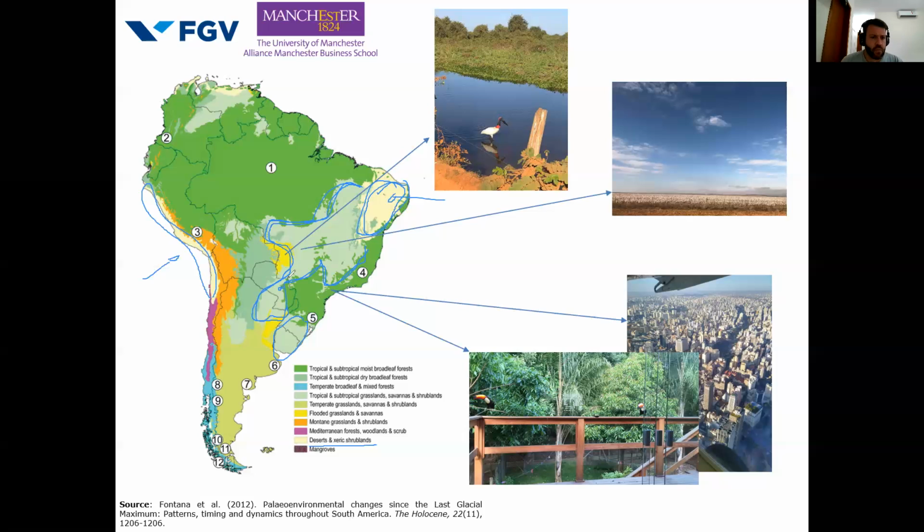Okay, then going towards the south region of South America, we have here the Patagonia region. Okay, it is also a dry but cold region, as well with the absence of trees. You will find just spot trees spread over the landscape.